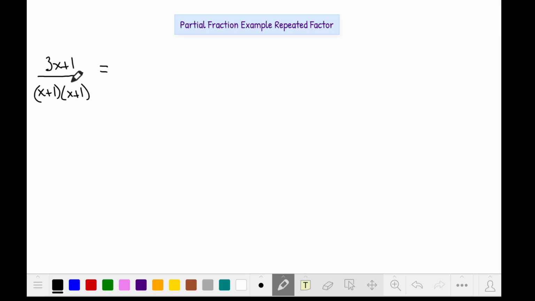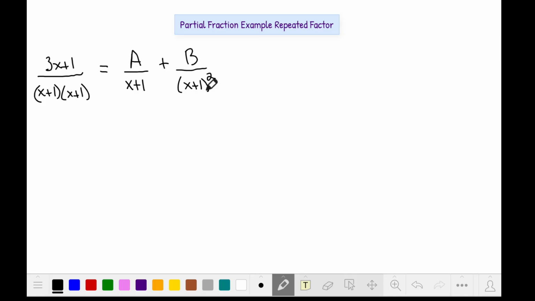So we've got repeated roots, so that means that the expression on the left-hand side is going to look a little different. We're going to have a divided by x plus 1 plus b divided by x plus 1 squared, because again, they're repeated. There's 2 repeats, it's a power of 2. If there was 3 repeats, then there would be a power of 3. But right now, it's just a power of 2.